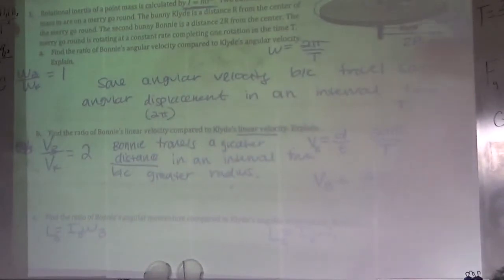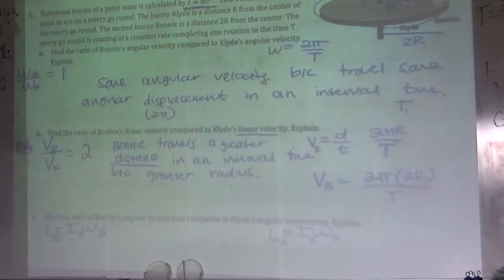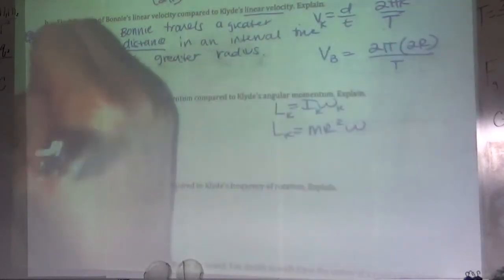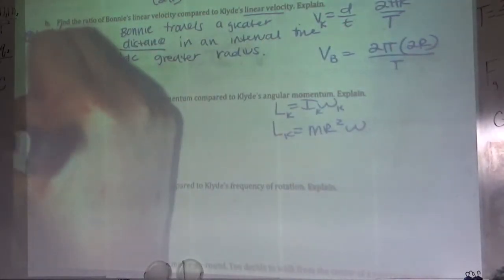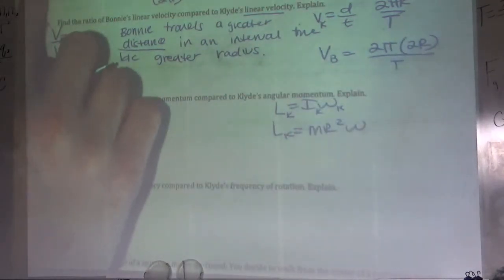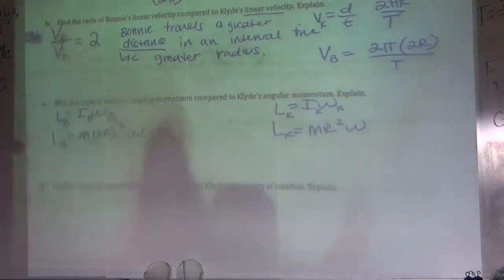The rotational inertia of a point mass, in this case like a bunny, right, point mass, point bunny, is mr squared. So then for Bonnie, that would be m(2r) squared times omega, and then for Clyde, that's just mr squared omega. Now, I'm just going to leave it as omega because we already know that the omega of Bonnie and Clyde is the exact same, so let's just call it omega.